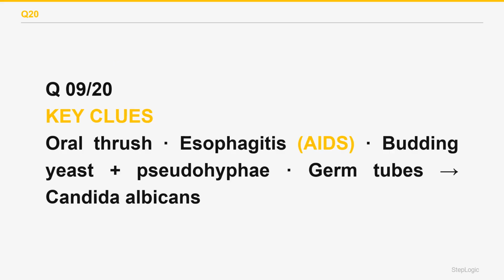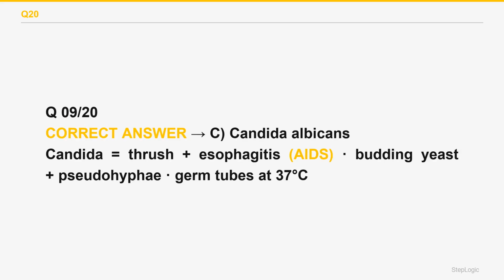This is Candida albicans, a yeast that is a normal commensal but becomes pathogenic in certain settings. It causes oral thrush, white, curd-like plaques that scrape off, leaving a red base, classically with broad-spectrum antibiotic use, which kills competing flora, inhaled corticosteroids, diabetes, or immunosuppression. In immunocompromised patients, especially AIDS with low CD4, it causes esophagitis with painful swallowing, an AIDS-defining illness. Microscopically, Candida appears as budding yeast with pseudohyphae, and a key identifying feature is germ tube formation when incubated at 37 degrees. The correct answer is C.